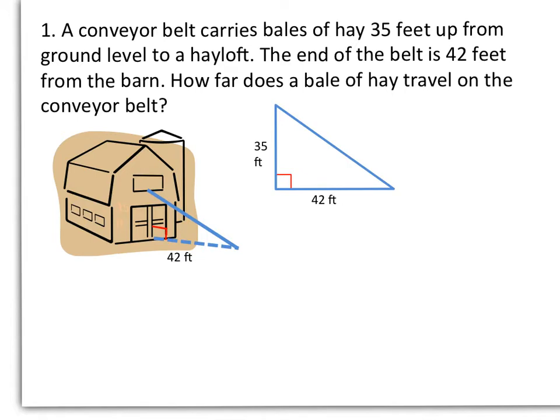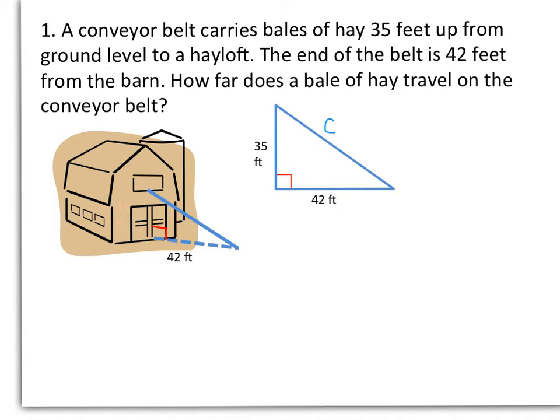Example 1 says a conveyor belt carries bales of hay 35 feet up from ground level to a hay loft. The end of the belt is 42 feet from the barn. How far does a bale of hay travel on the conveyor belt? So you see from our diagram that we have a right triangle. We know that one of our legs is 35 feet, the other leg is 42 feet, and we're looking for our hypotenuse. That will be the distance the bale of hay travels on the conveyor belt.